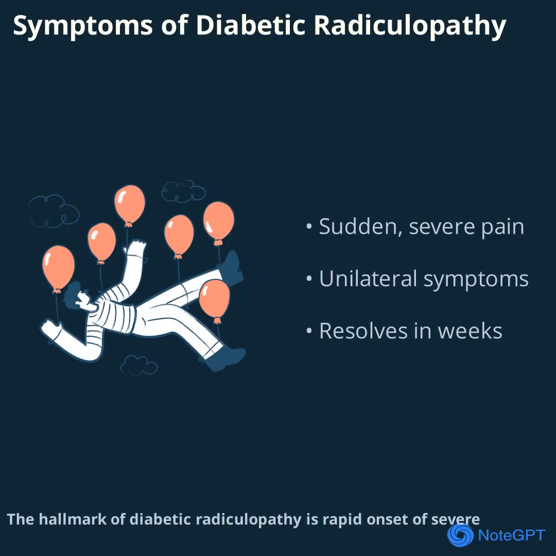The hallmark of diabetic radiculopathy is rapid onset of severe unilateral pain in the chest or abdomen. The pain follows a specific nerve root distribution and does not cross the body's midline. Patients may also notice changes in skin sensation, such as numbness or hypersensitivity, and in severe cases muscle weakness or bulging of the abdominal wall. These symptoms can be alarming, but most cases resolve within 6 to 12 weeks with symptomatic treatment and reassurance.